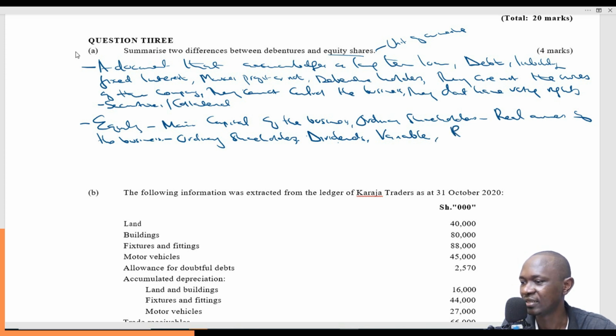That means that it's very risky to be an ordinary shareholder, but at the same time, the returns can be so good if the business is making profit. Very risky because the investment cannot be secured with collaterals like the debentures. Debentures, chances are very high that the amounts they have advanced will be secured by the collaterals that belong to the business.